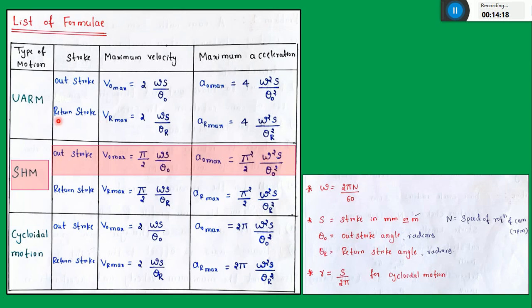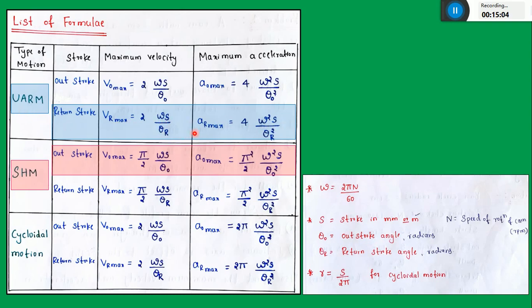And after that, it is given that the follower will come down, the return stroke, with uniform acceleration and retardation motion. It is given in the problem. So for the return stroke, I'll select the formula corresponding to uniform acceleration and retardation motion. The maximum velocity during the return stroke, VR max, is equal to 2 omega s divided by theta r. Theta r is nothing but the return stroke angle. The maximum acceleration during return stroke, AR max, is given by 4 omega square s divided by theta r square.